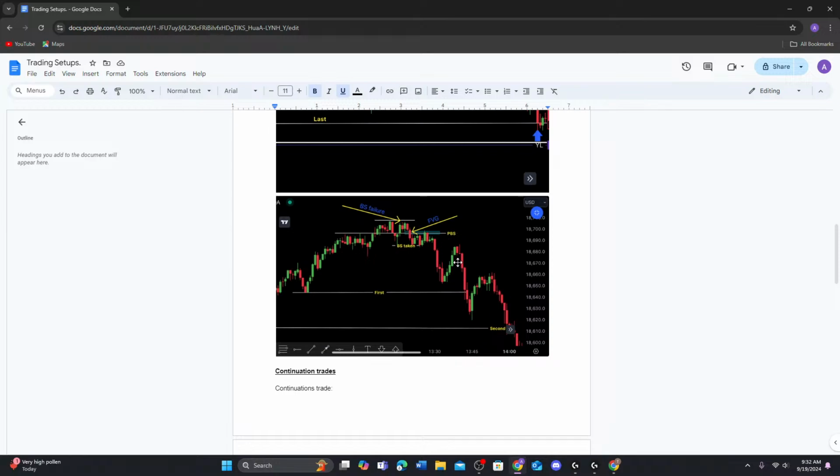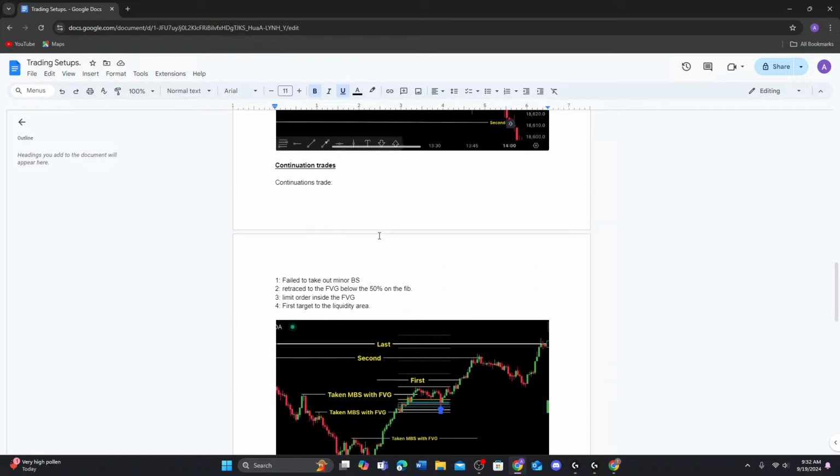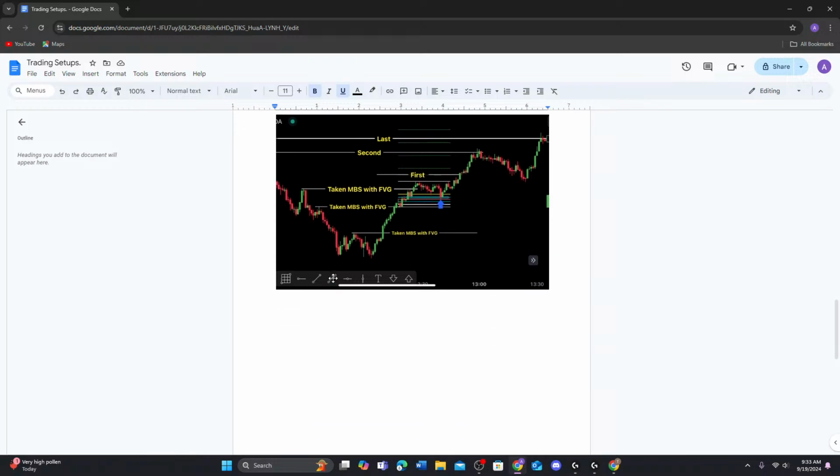And then you could see it take your first here, second here, and then I think there are some bigger targets down below. This was a continuation trade. So we have taken minor buy side with fair value gap, taken minor buy side with fair value gap here, here. Then we look for a retracement inside a little price leg. Took a trade. First target at the 25 on the fib, from the fib level 25. Second target here, and then last target here for some buy side areas.